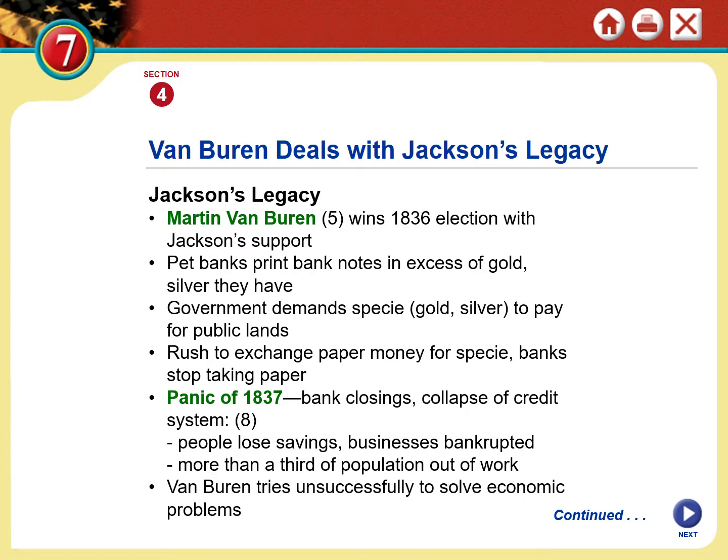The banks actually closed their doors. And when the banks close their doors, that means your money is worth nothing. Because the banks are what make your money worth anything. And when the banks closed, the financial system collapsed. More than a third of the population was out of work. Some people lost everything. Many businesses were bankrupted. And Martin Van Buren inherited the problem that Andrew Jackson created. And he's not going to be reelected.